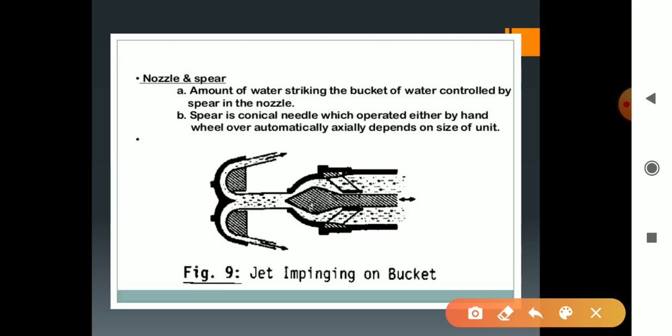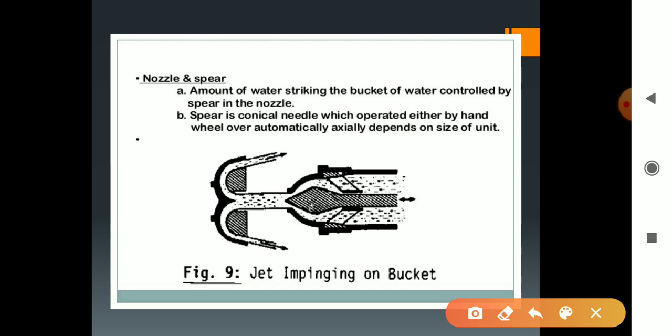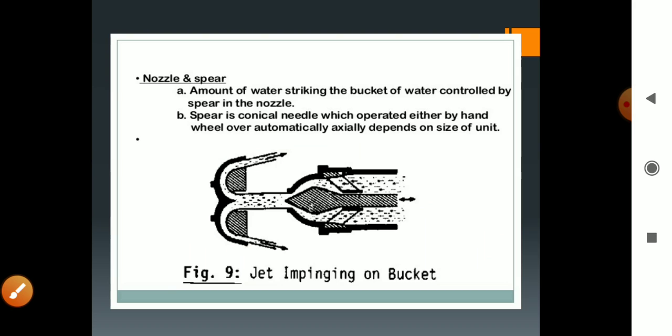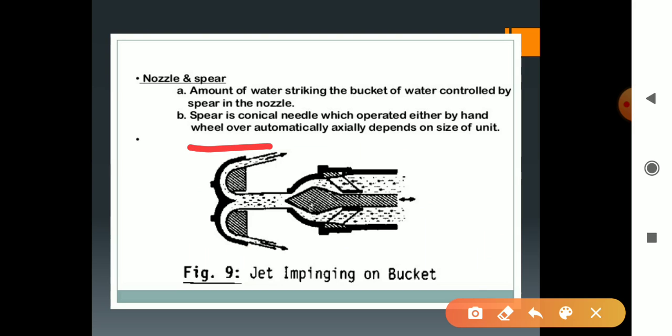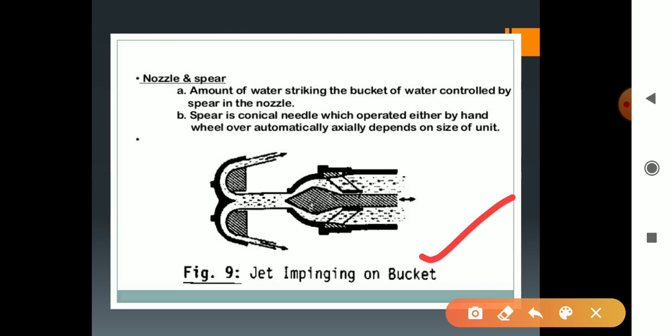The amount of water striking the bucket is controlled by the spear and the nozzle. We can see in this arrangement the jet on the bucket. The spear is a conical needle which is operated either by hand wheel or automatically, depending upon the size of the unit. So this is all about the nozzle and the spear which strikes the vanes of the turbine.